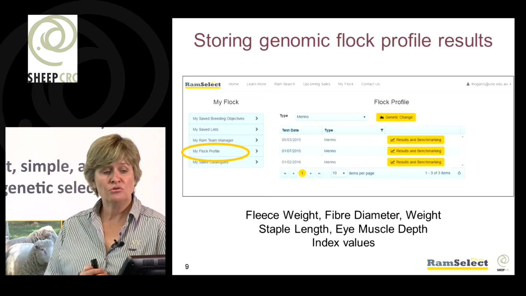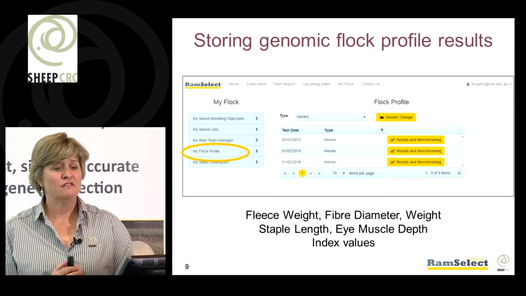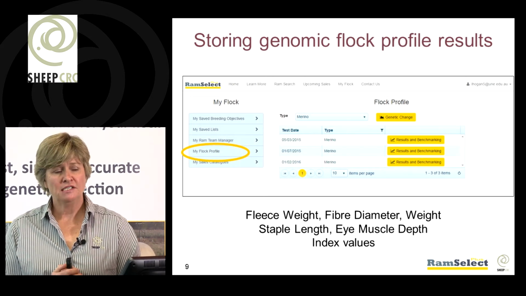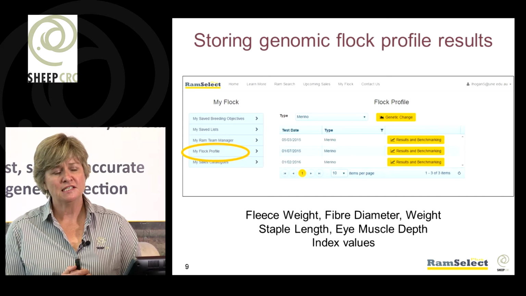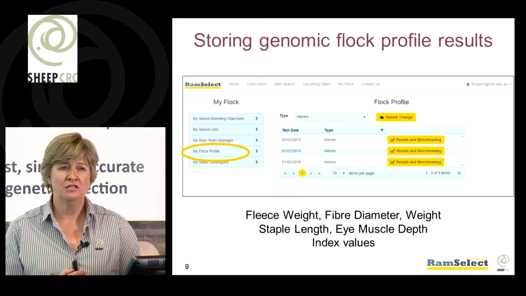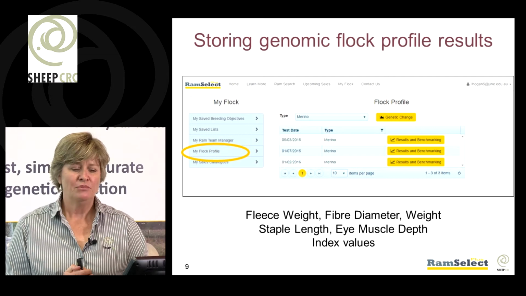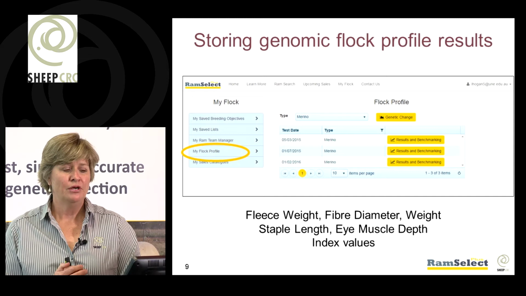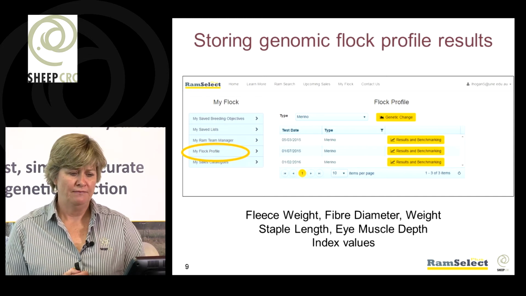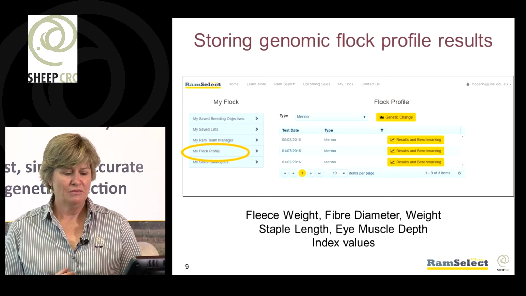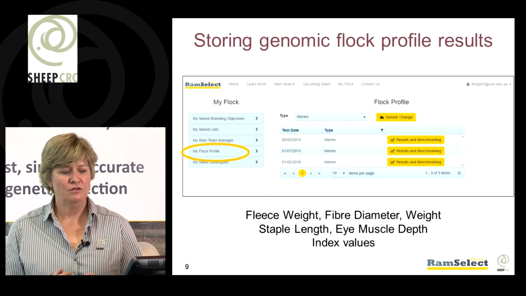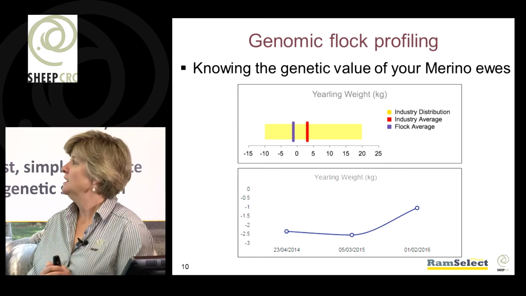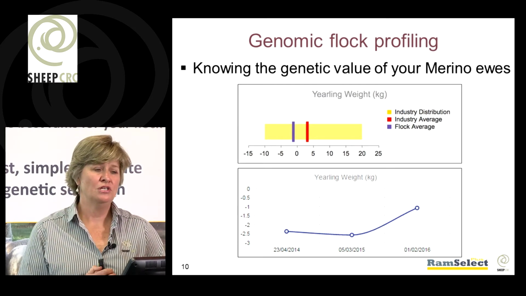The second thing I wanted to talk about was how to store genomic flock profiling results in RamSelect. The CRC has now released flock profiling as a DNA test, and there is another YouTube presentation explaining how that works. But when those results come back, we will store them under this flock profile tab within the RamSelect software. And once it's there, we can do the same benchmarking as we did with the RAM team, so we can have a look at what the average for the flock is and compare that to the industry database.